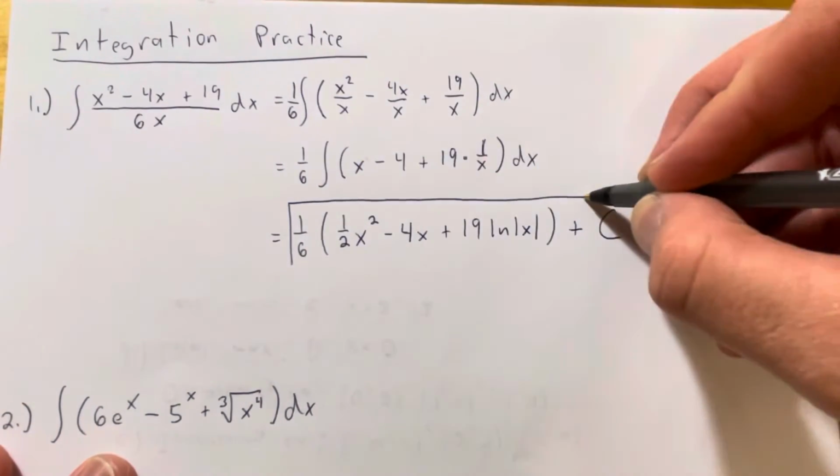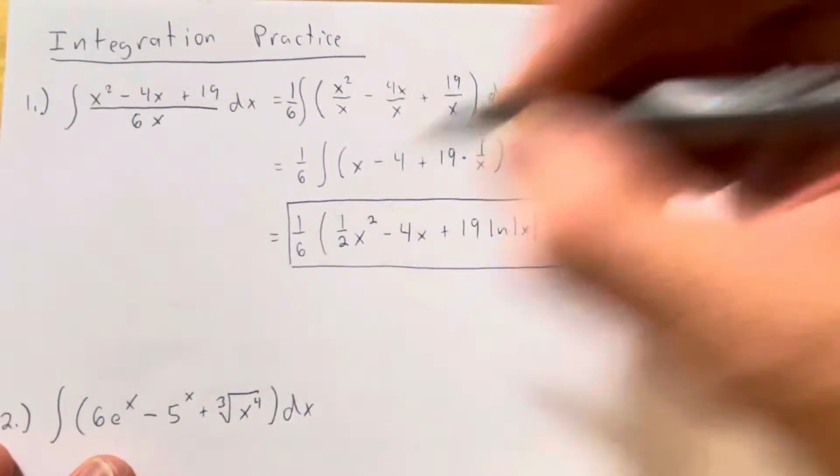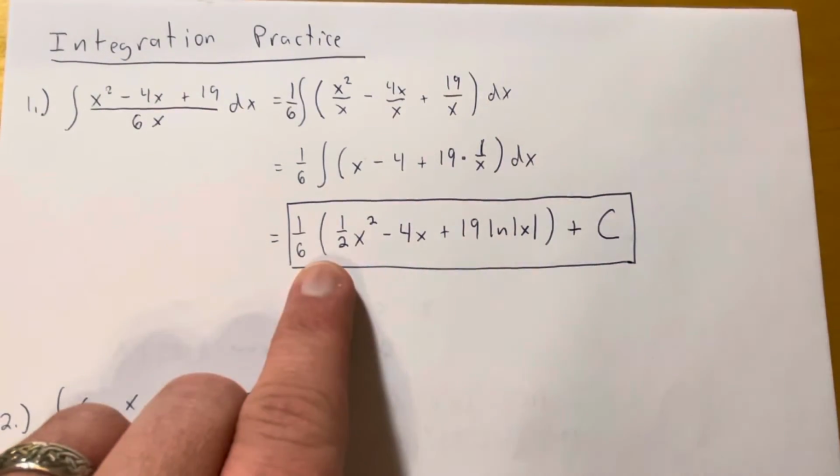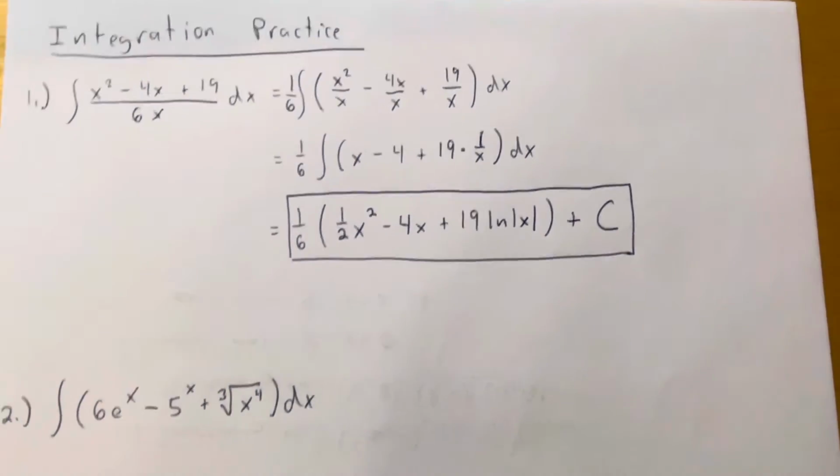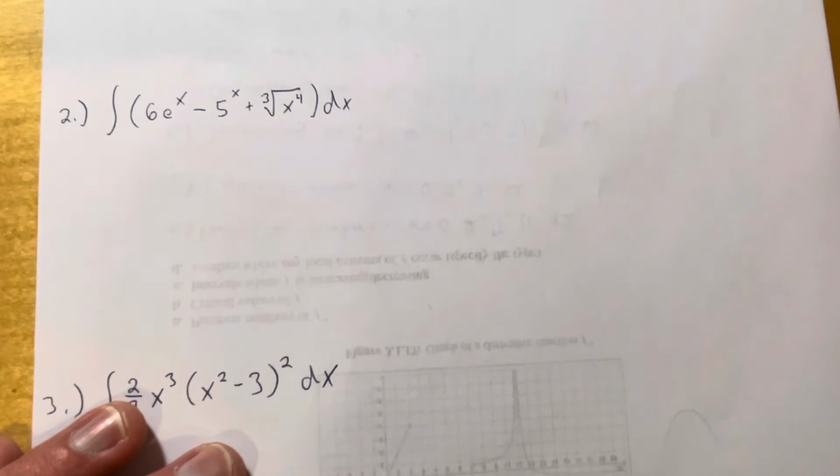So this is my final answer. Don't feel the need to distribute that 1/6 in there. There's no real reason to do that. It's fine to leave it in this form. So that's going to be my answer. Let's jump to another problem.